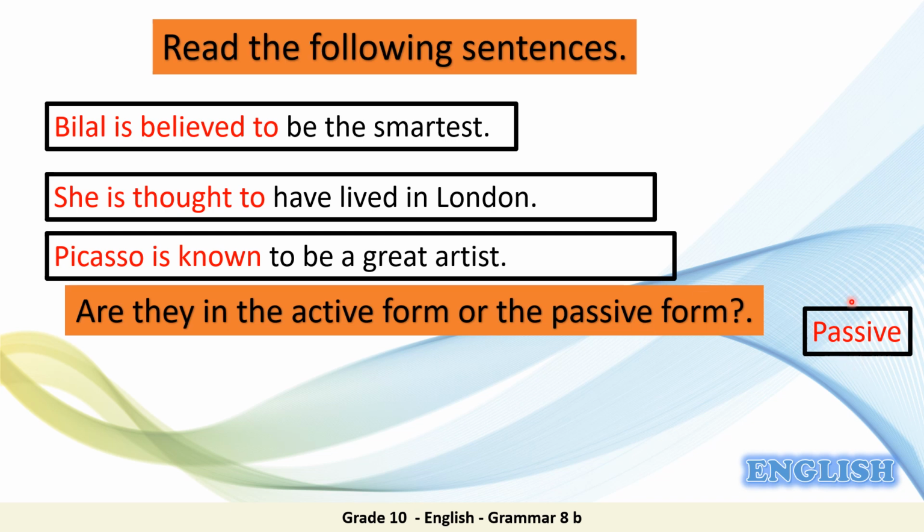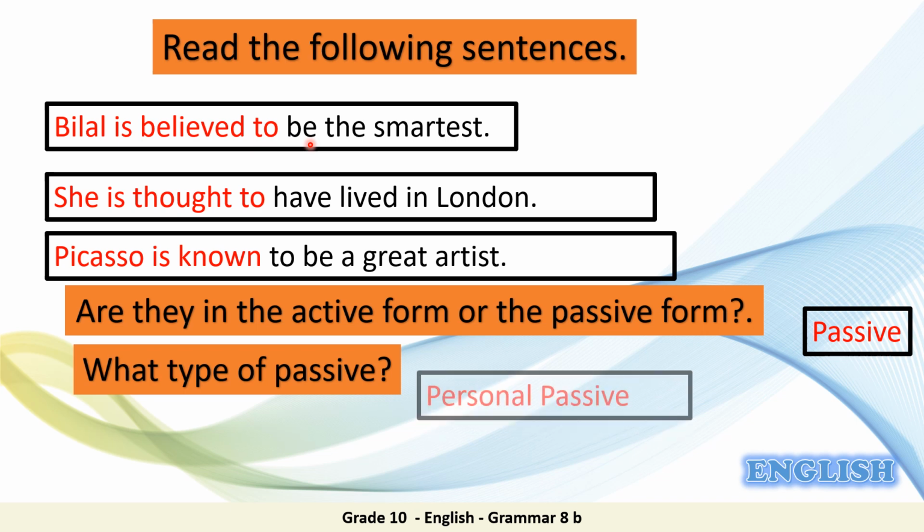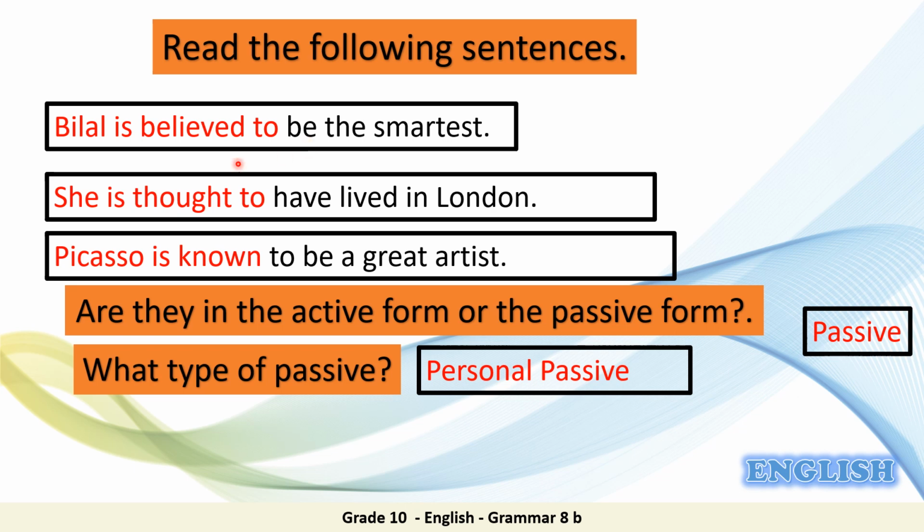How did you know that this is the passive form? Because we have here is believed to. And also, we haven't mentioned who believes that or who thinks that. So, the next question is, what type of passive is it? Is it personal or impersonal passive? Look at the structure. We have started with the subject, then is believed, then we have to plus infinitive. So that's correct. It's personal passive.